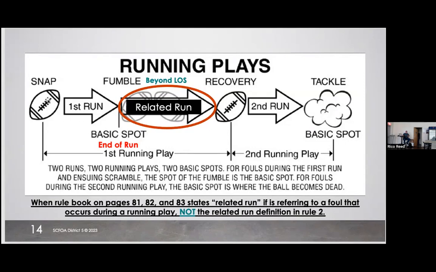We have the snap. We have the first run with a fumble beyond the line of scrimmage. The basic spot is where you lose player possession, right? We still got team possession, but we lost player possession. But that is the end of the run. The ball is loose, bouncing around, and then finally is picked up by a teammate, for example. So that begins the second run. When this loose ball is possessed, now we begin the second run.